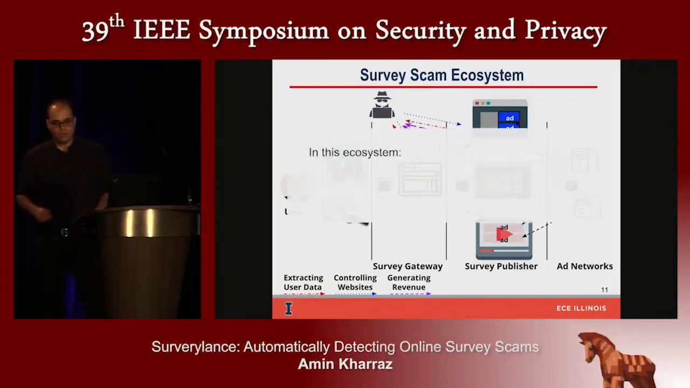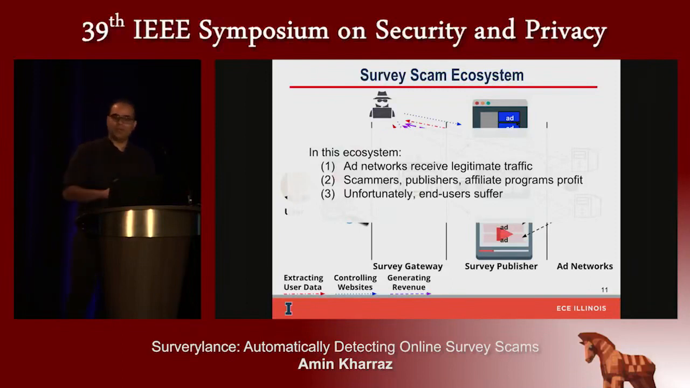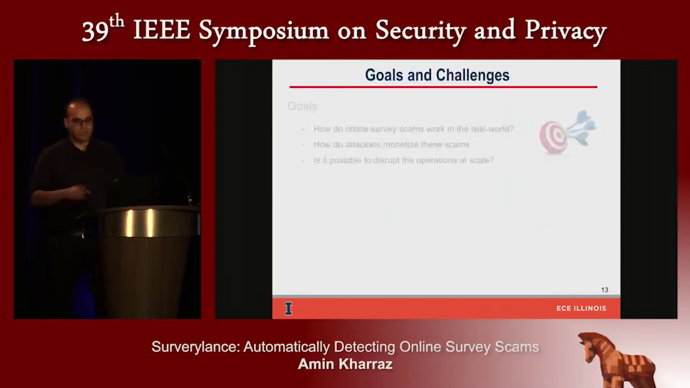What is clear in this ecosystem is that ad networks receive legitimate traffic, and scammers, publishers, and affiliate programs profit from this ecosystem, but unfortunately, end users are the ones that suffer a significant impact on their security and privacy. That's why we found there is a potential to work in this area, and we developed a system to systematically analyze this ecosystem and see how it works.